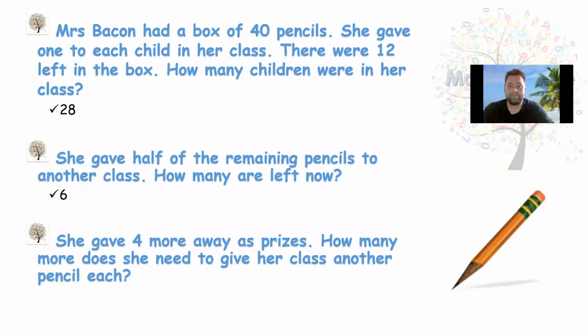Pause the video. I'm now going to do the answer. So if she gave 4 away as a prize, that means now she's only got 2 pencils left. But how many more does she need to give her class so they all have another pencil each? Well, she's got 2, she needs another 26.